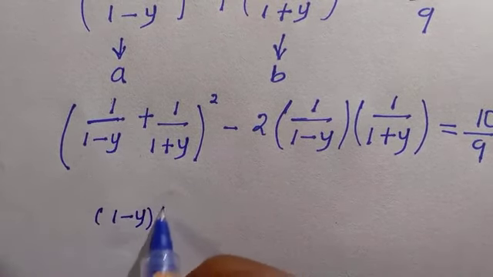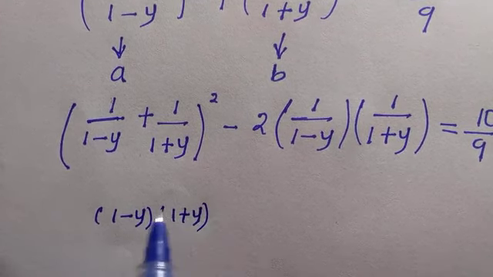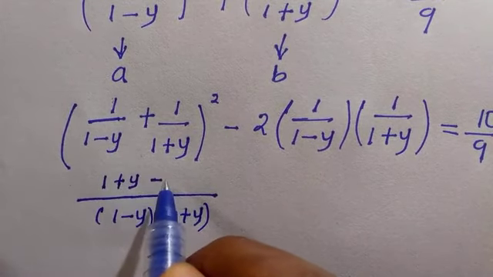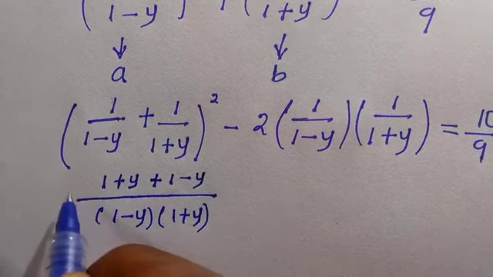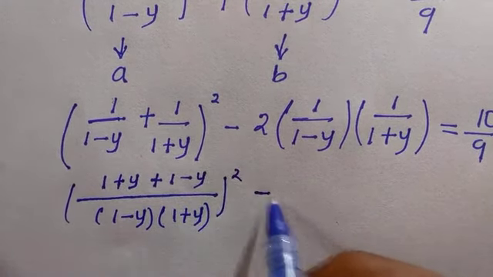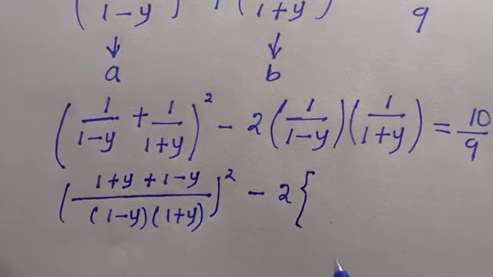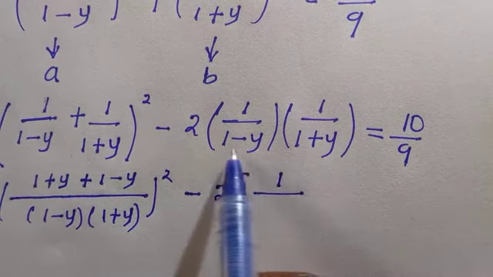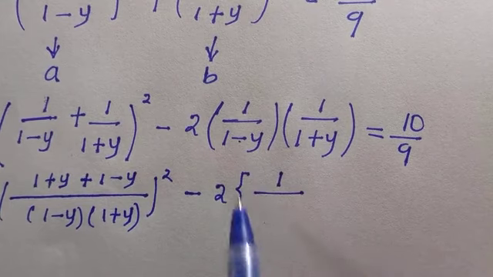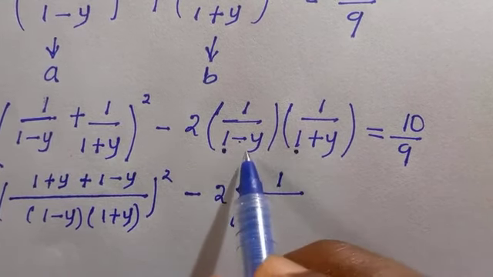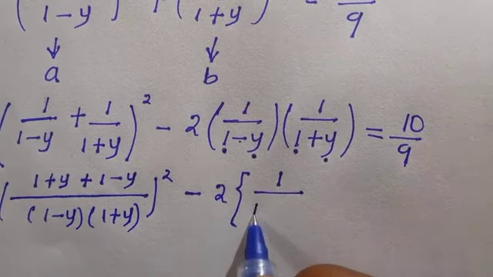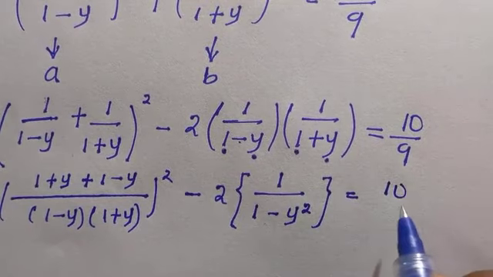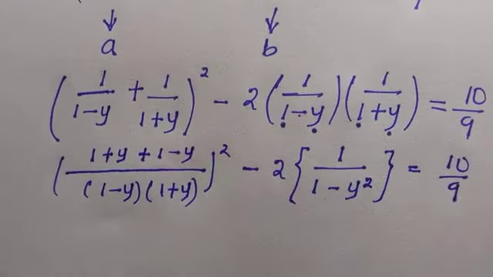So the LCM is (1 minus y) and (1 plus y). In the first denominator we have 1 minus y, so we multiply by 1 plus y only, and similarly with the second one, then all squared minus 2 bracket. For this, we multiply 1 by 1, and 1 minus y is going to multiply 1 plus y. Looking at this, it's just like the difference of two squares, so we multiply 1 by 1, and we also multiply y and y together. Multiply the first and the last together, then we get it. So equals 10 divided by 9.